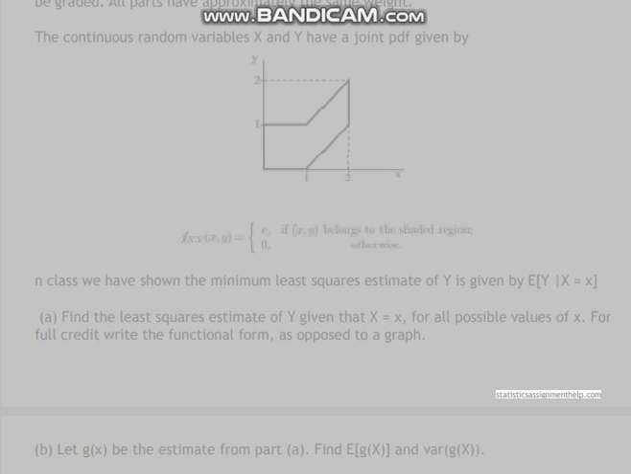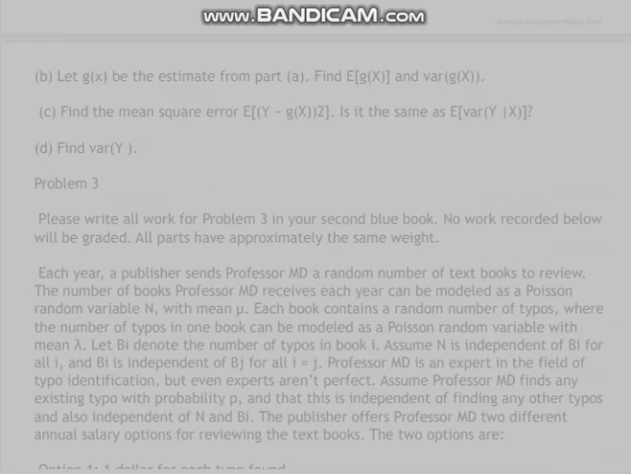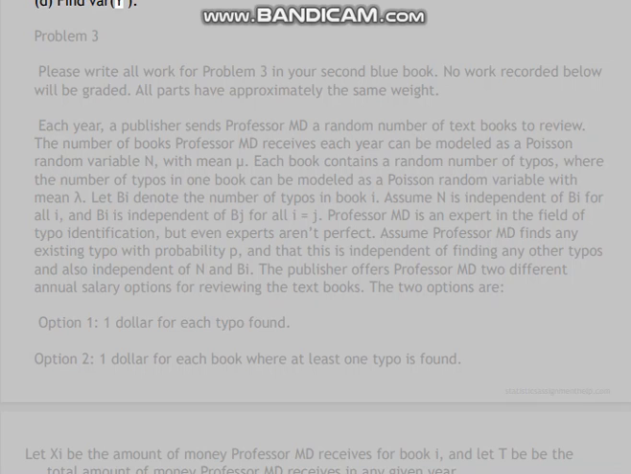B. Let g(X) be the estimate from part A. Find E[g(X)] and var(g(X)). C. Find the mean square error E[(Y minus g(X))^2]. Is it the same as E[var(Y|X)]? D. Find var(Y).